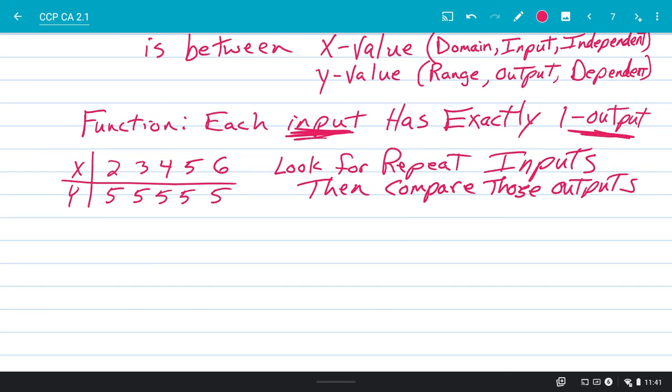How else can we have a relation that we're trying to test whether it's a function or not? Well, we can have an equation. Is y equals x plus 2 a function? Yes, it is. How do you know? Matt, how do you know that that's a function? Because it just has one output for each input.